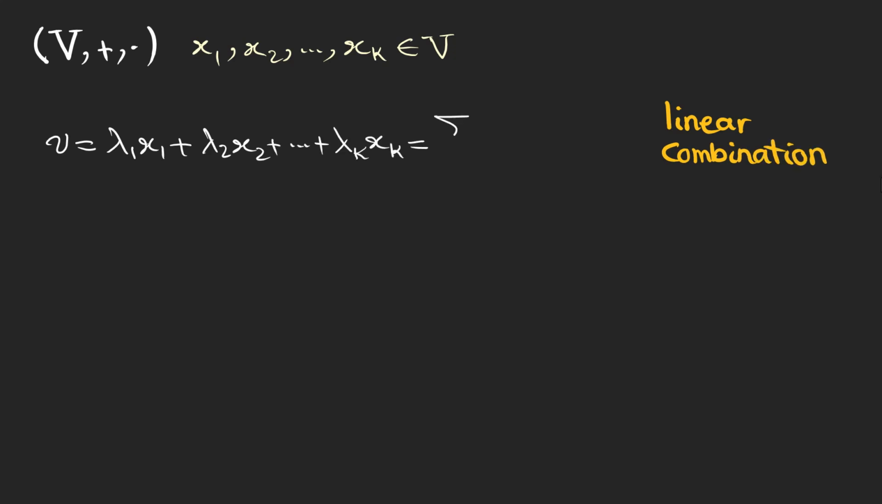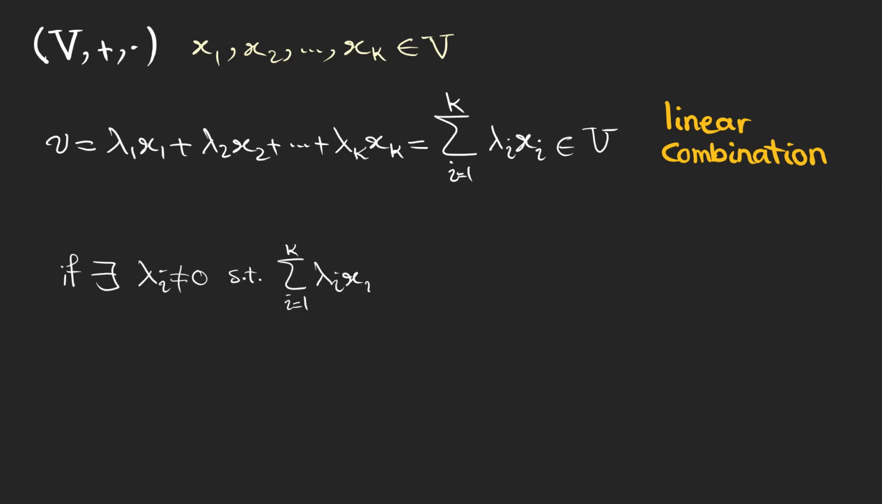So if we have a vector space V, and these are a finite number of vectors in the vector space, we can write another vector v as a linear combination of these vectors. This new vector v is also a vector in the same vector space. If there is at least one non-zero lambda such that this linear combination gives 0, there is a linear dependence, and this set of vectors is said to be linearly dependent.